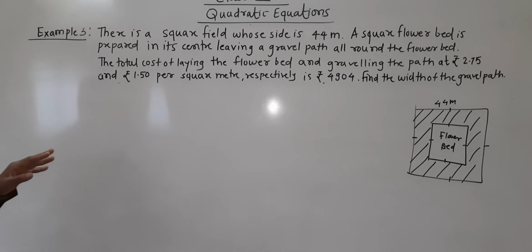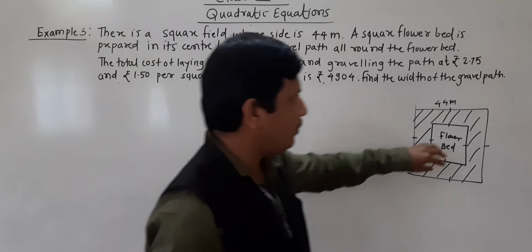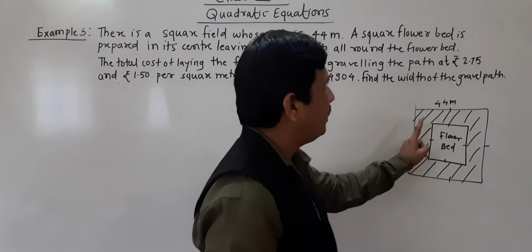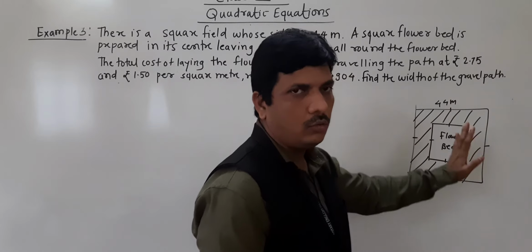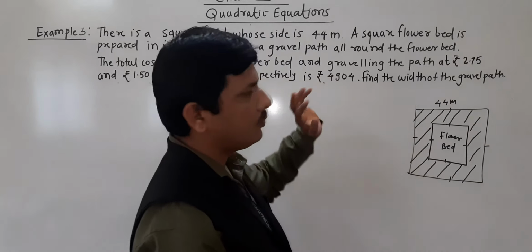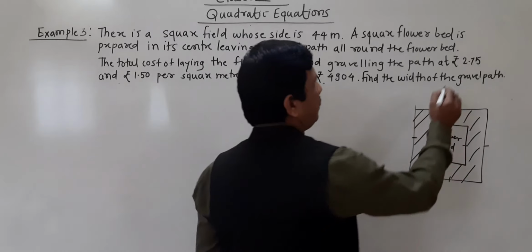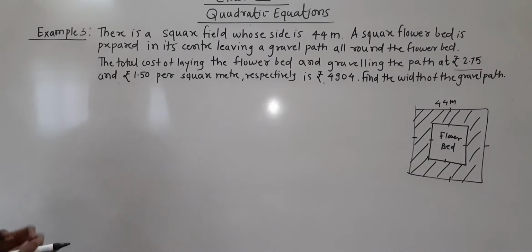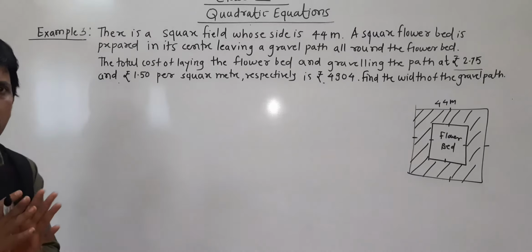What is given? The total cost of laying the flower bed, laying the flower bed is this area, and graveling the path. The total of these two things is rupees 4,904, and the particular costs are given here. So now we need to think about both the squares. We need to think about the areas.